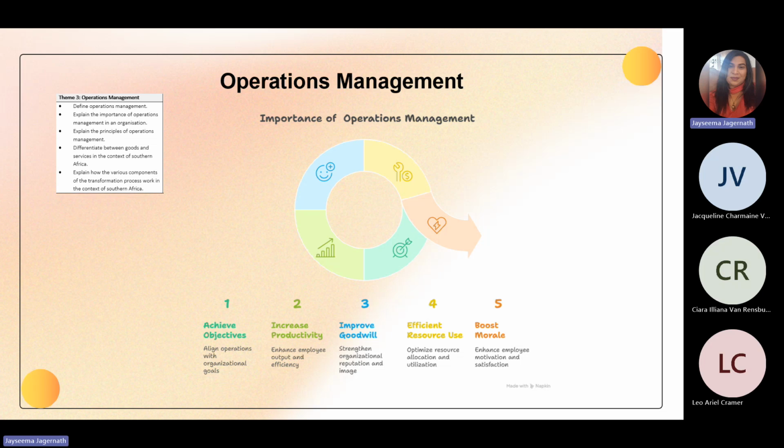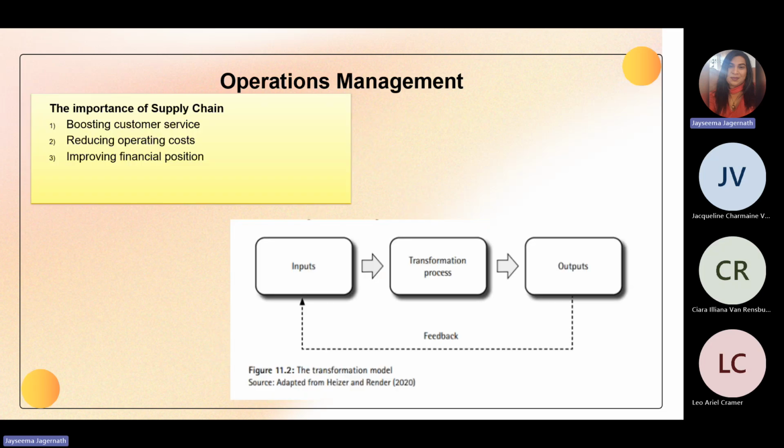Operations management deals with the process, right? So it's your inputs, your transformation process, and then your outputs. And this is about boosting your customer service, reducing overall costs, and ultimately doing the best that you can with your resources. This process is relevant to all manufacturing processes. In very simple forms, your input is your raw materials that go into your transformation process, which is doing things, and your output is your final product.